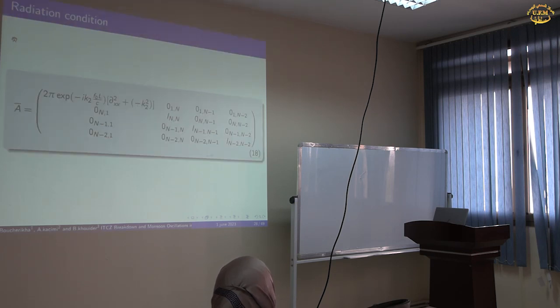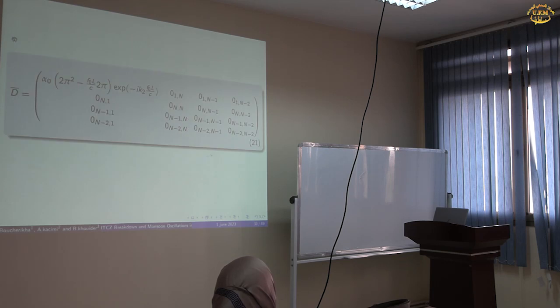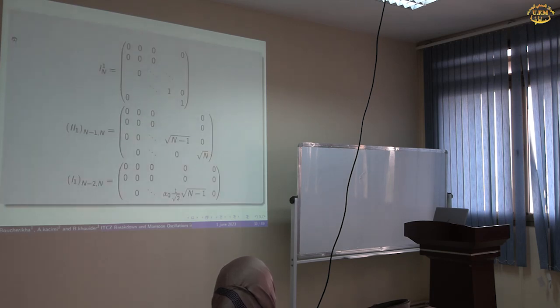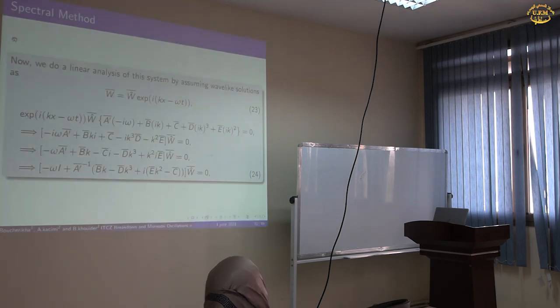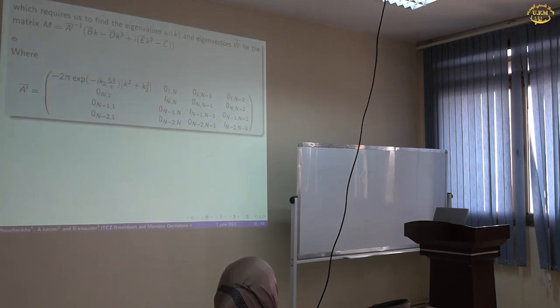The matrices A over bar, B over bar, C over bar, D over bar, and E over bar are the submatrices of the whole matrix. And now we pass to the spectral method, using the linear analysis of the system with a wave-like solution W over bar, and we plug it into the equations using the Galerkin projection. And finally, we must find the eigenvalues and eigenvectors of the matrix A prime over bar.